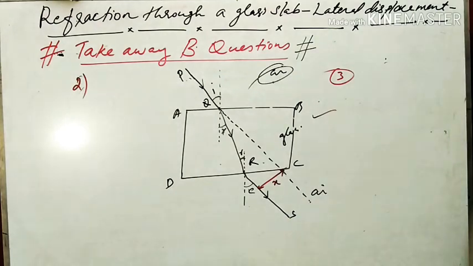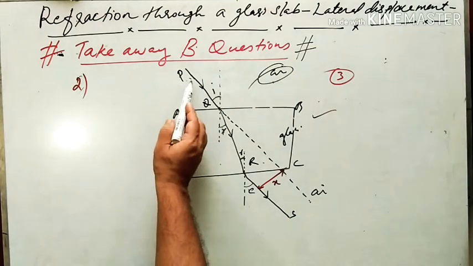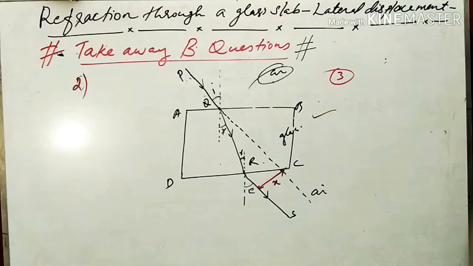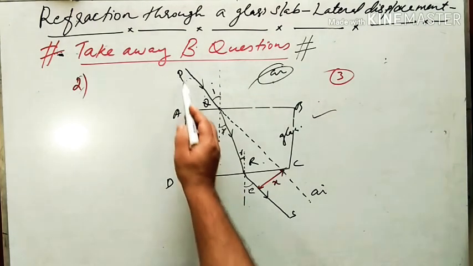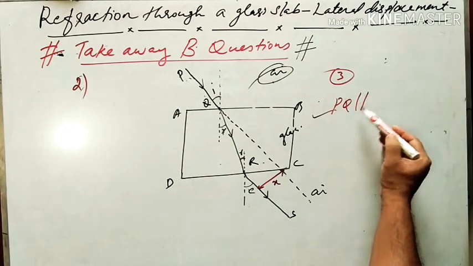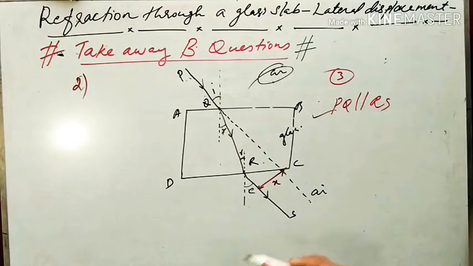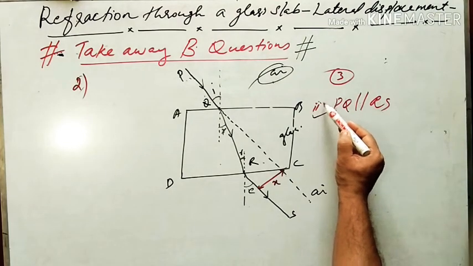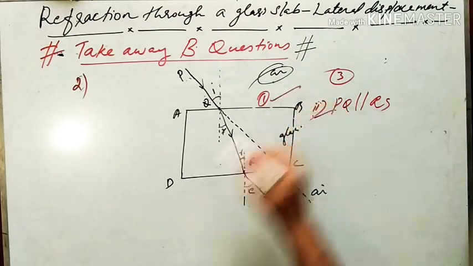Name the two rays that are parallel to each other. Of course, the incident ray and emergent ray are parallel to each other. Which rays are parallel to each other in refraction through a glass slab? Incident ray and emergent ray. I can write PQ parallel to RS. Yes, that is the second part. The first part, the diagram, is complete.